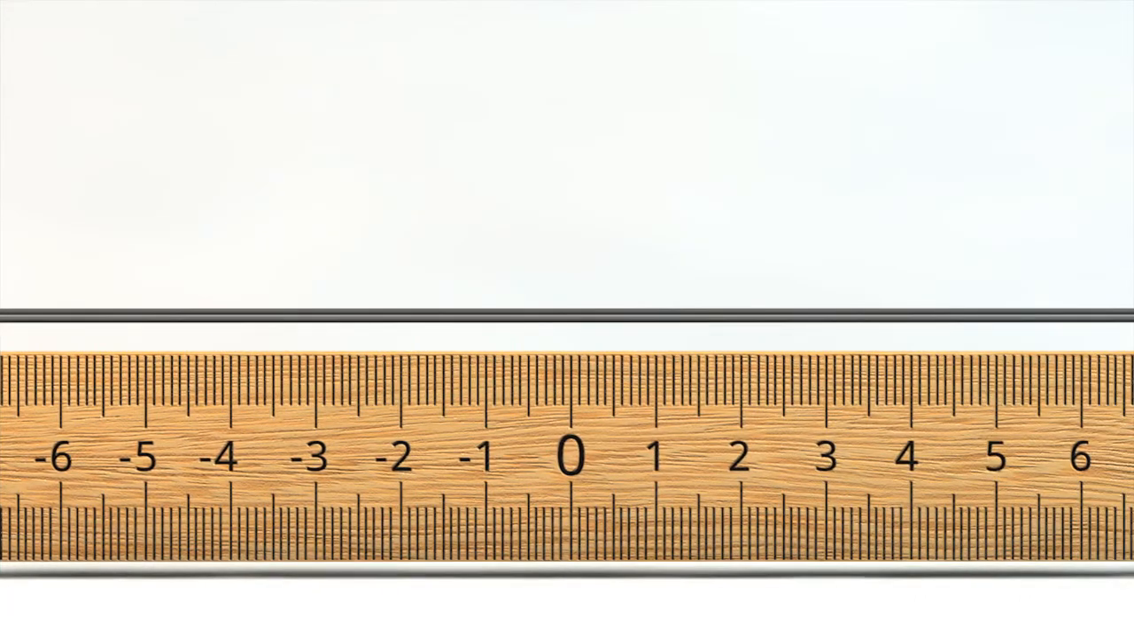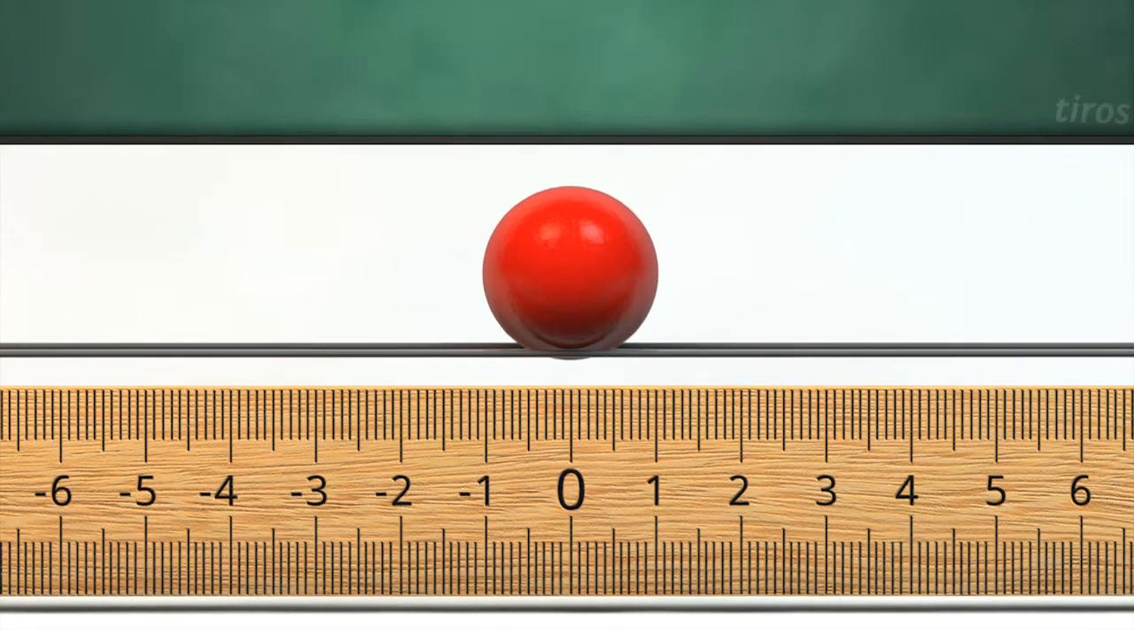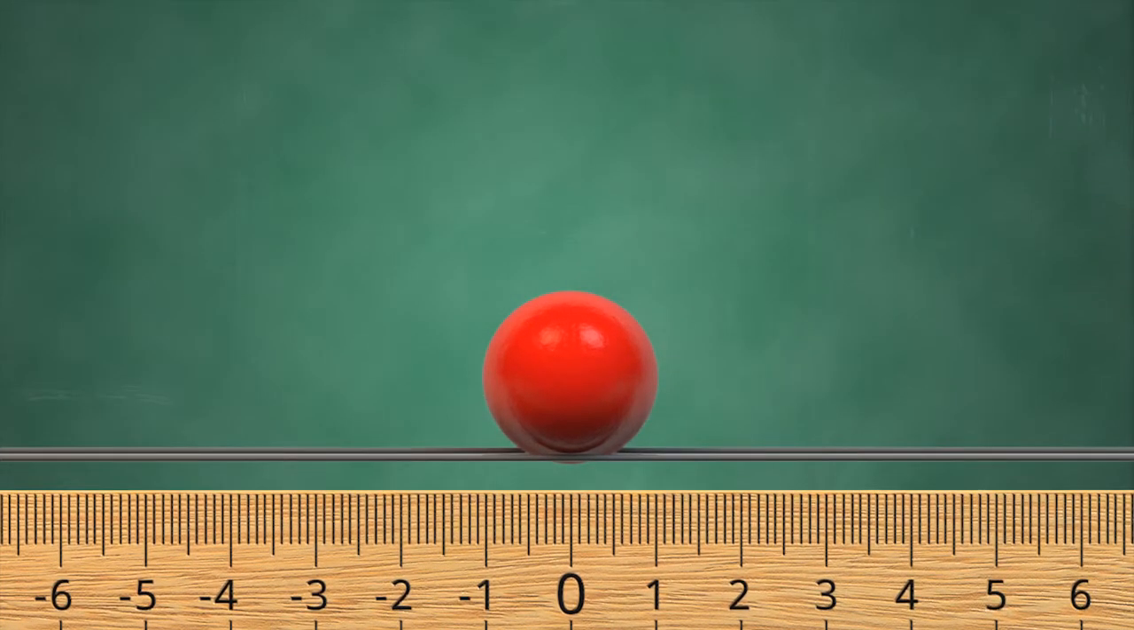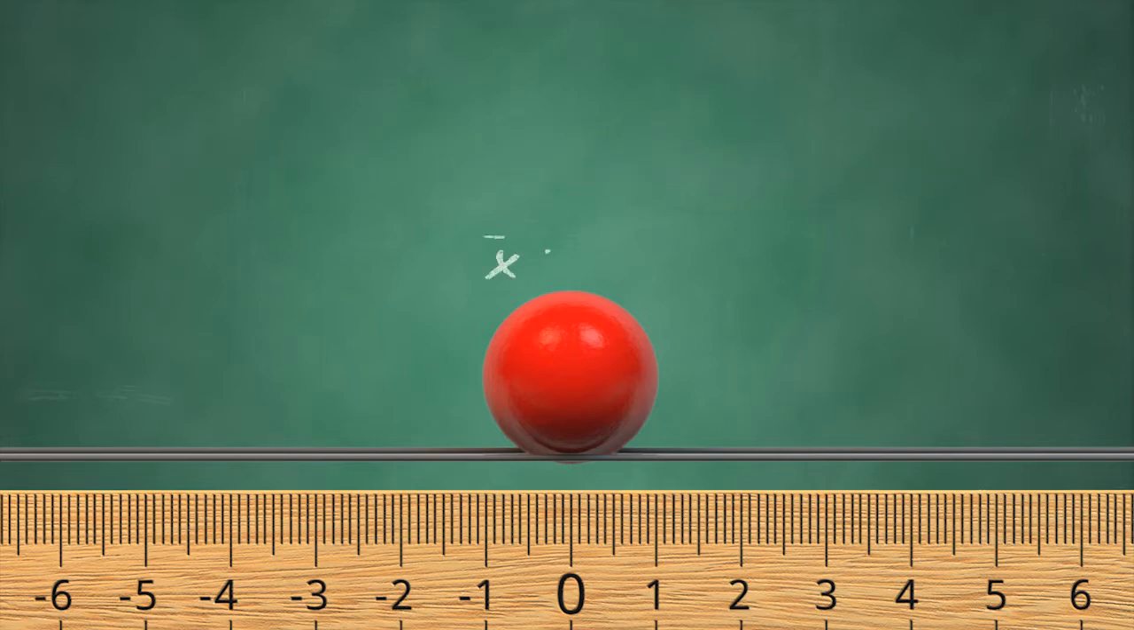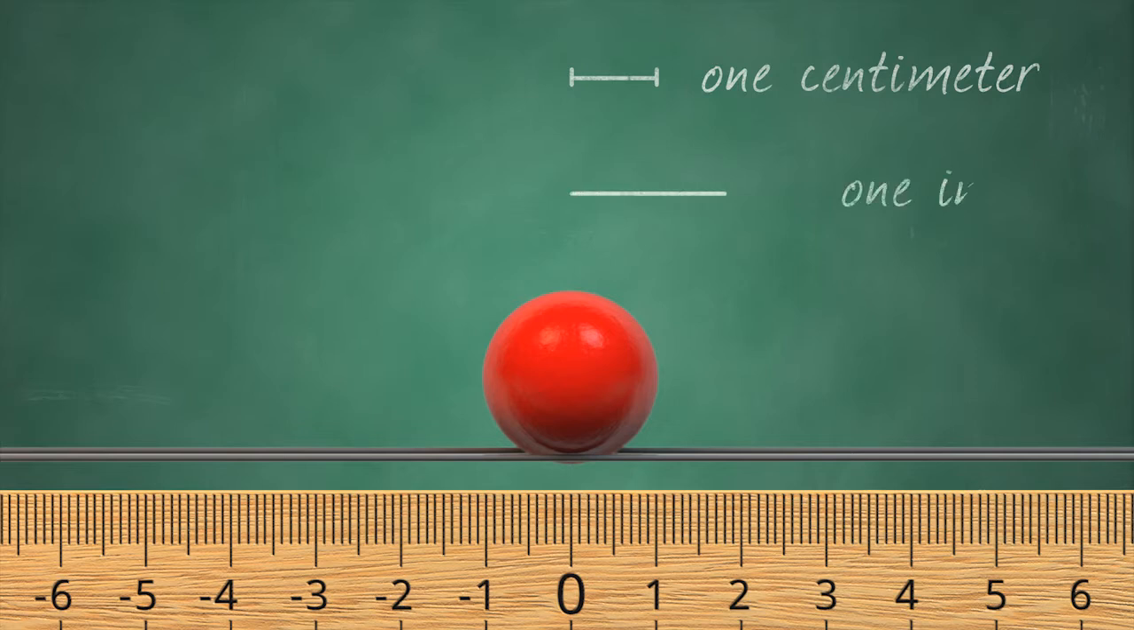Let's start by looking at a red plastic ball. Right now, the ball isn't moving, so we can say it has constant position, denoted by x. Let's call this point the starting point, or position equals 0. We can use this ruler to keep track of position. Although the ruler uses centimeters for its units, the rules you're about to learn apply no matter what units we choose to use.